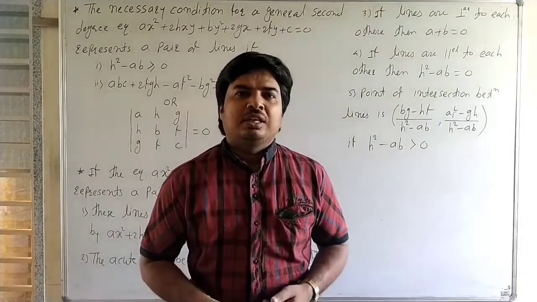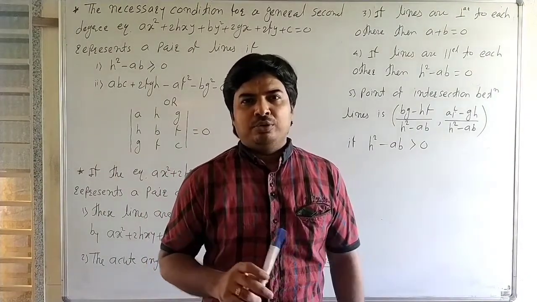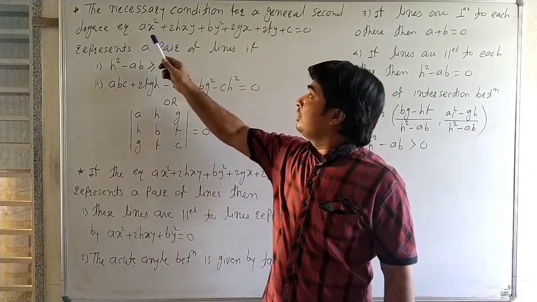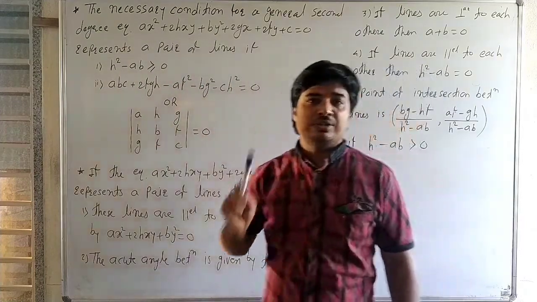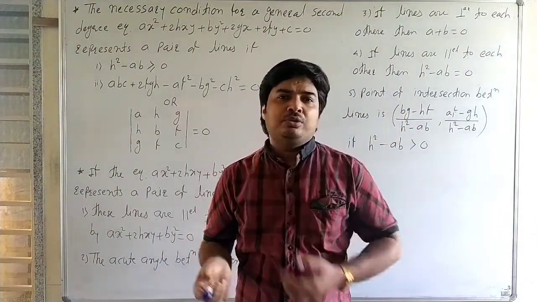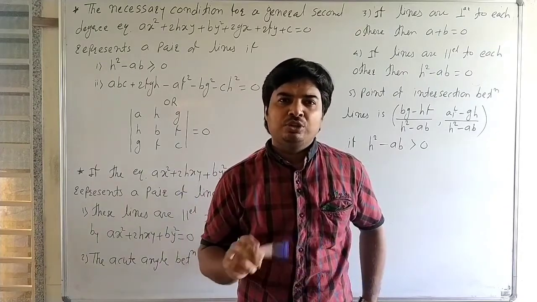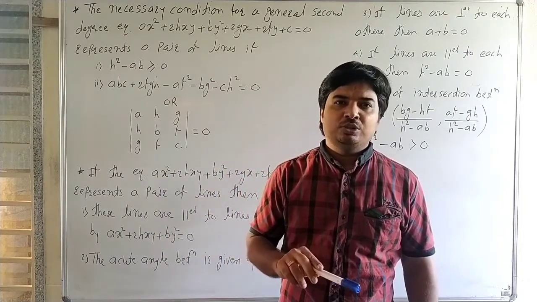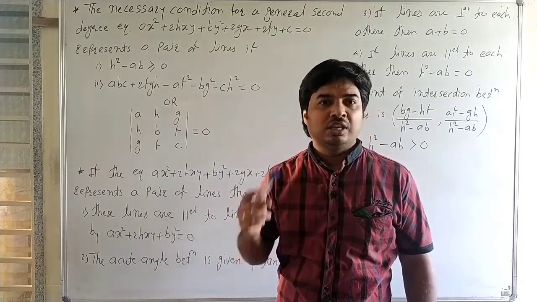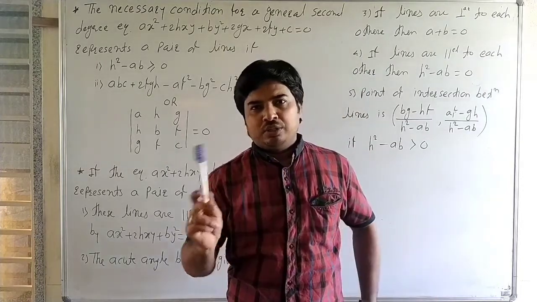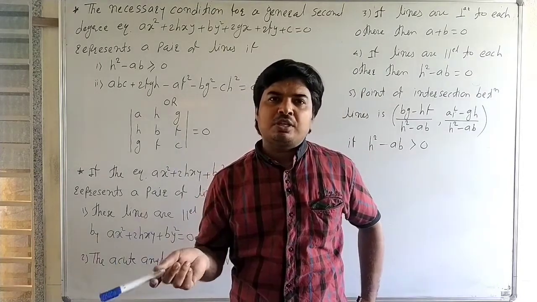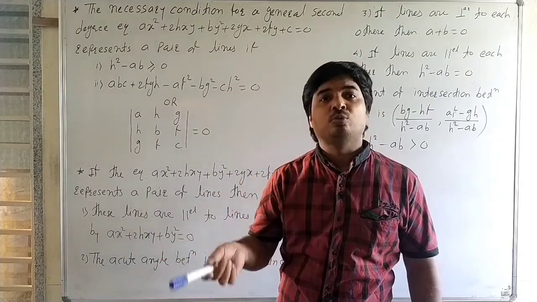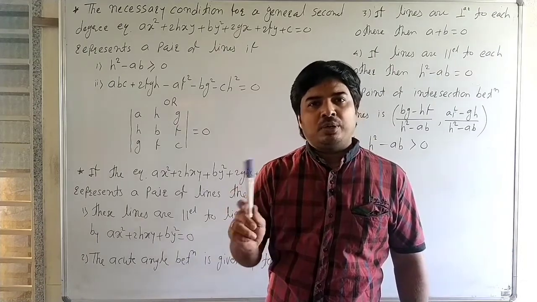Hello students, in the last lecture we saw that the combined equation of any two lines represents a general second degree equation. We have already seen that the combined equation of two lines passing through the origin is a homogeneous equation, and every second degree homogeneous equation represents two lines passing through the origin. The converse part is also true.